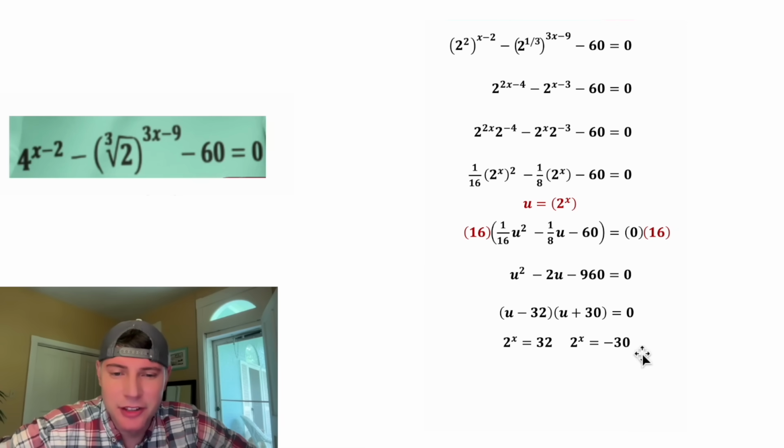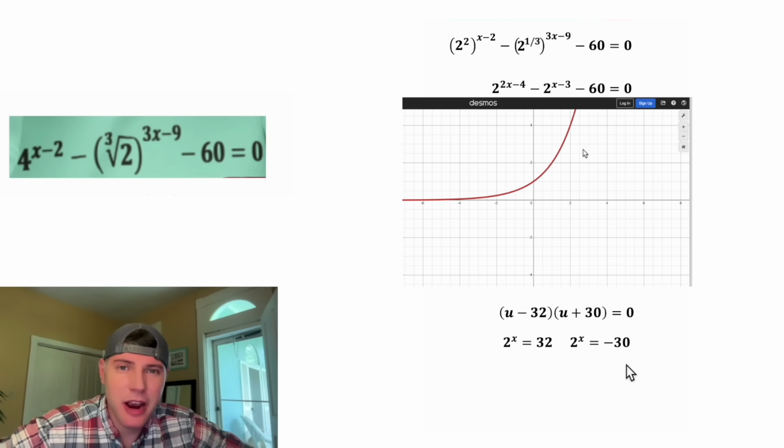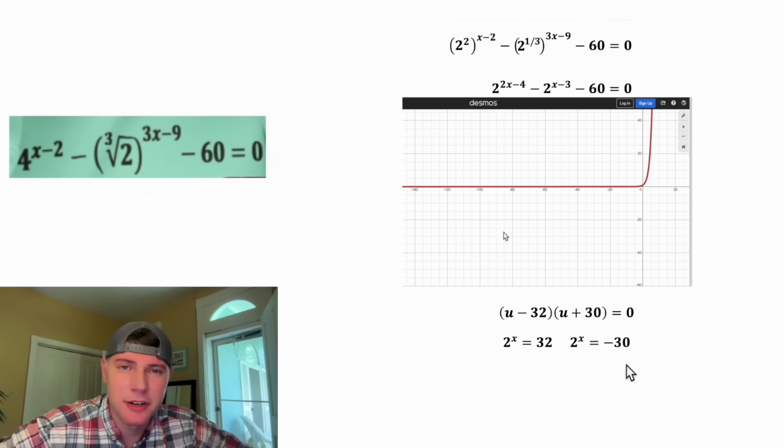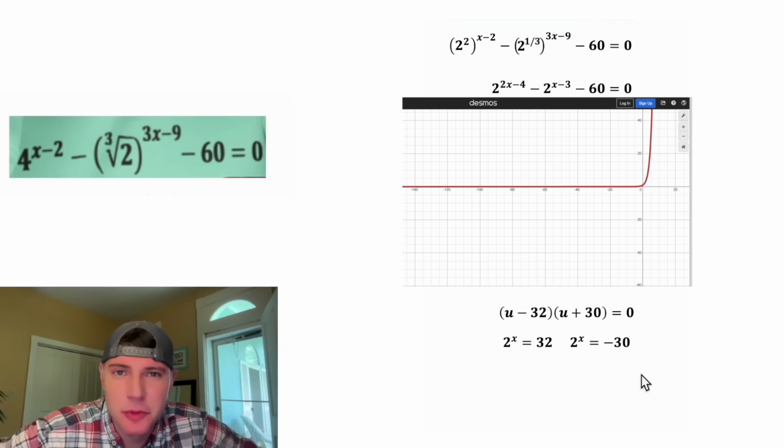First, let's look at this one on the right. 2 to the x can never equal a negative number. Here's a graph of it in Desmos. You can see 2 to the x will always be a positive number. No matter what value you choose for x, you will never get a negative number. So this is not possible.